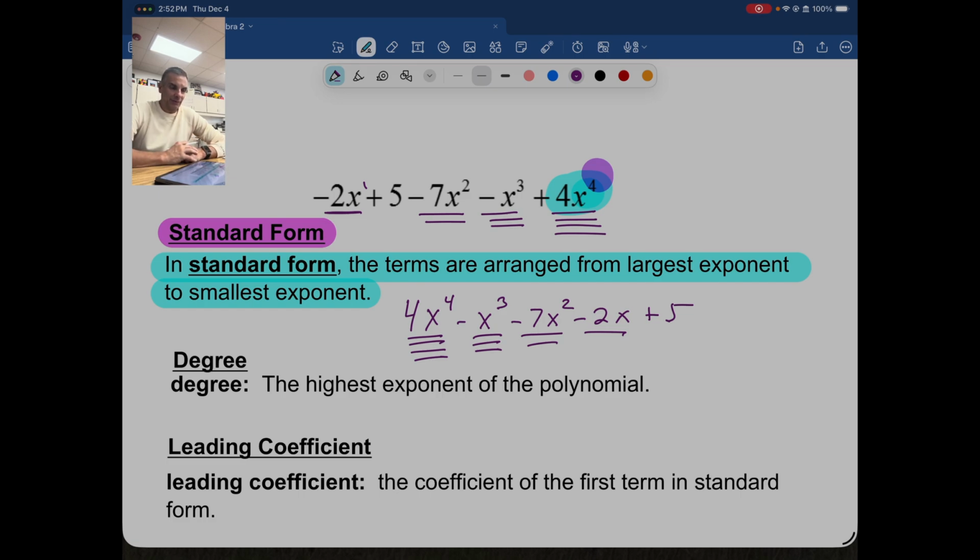Now, the lines not only talk about the number of the exponent, but that's also what's called the degree of the monomial. The degree of the monomial is the highest exponent of that polynomial.